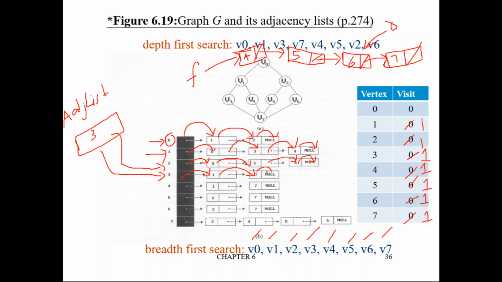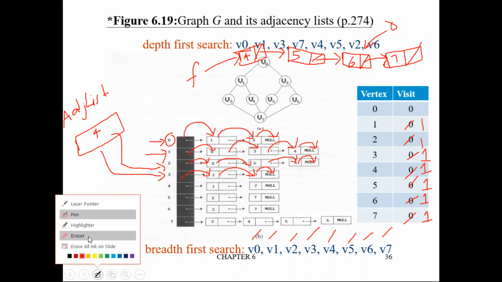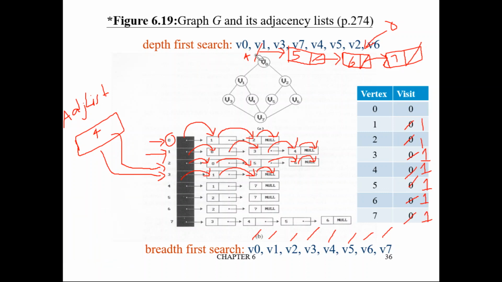7's next is what? Null. So whenever there is null, you have to pop. So 4 will come out now. Remove 4. So here we'll get 4, and 4 is removed from the queue.